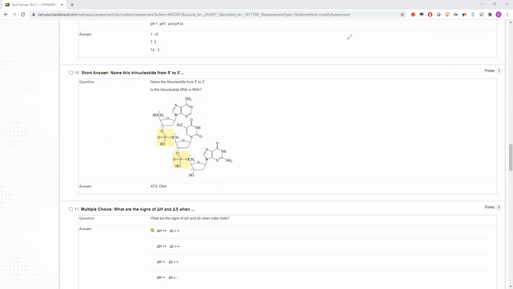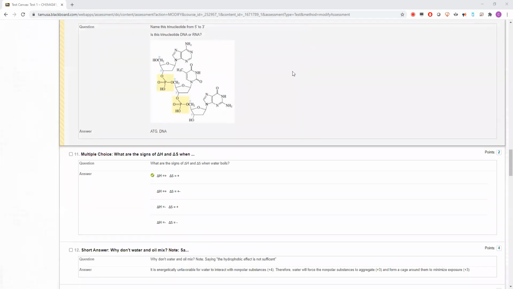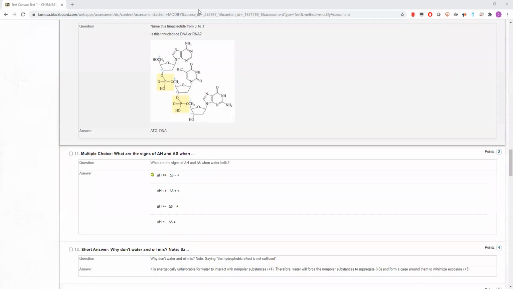What are the signs when water boils? Those of you who studied the previous exams should have been expecting this question. When water is going from a liquid to gas, you're increasing entropy. That's why delta S is positive. And when water is boiling, you're putting energy into the system to boil that water, so you're breaking bonds. That's why delta H is positive as well.